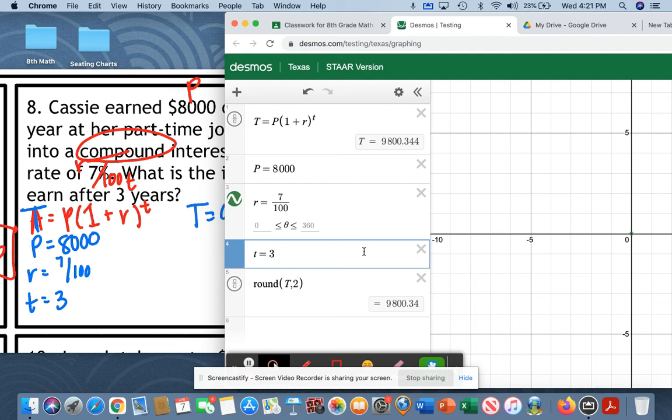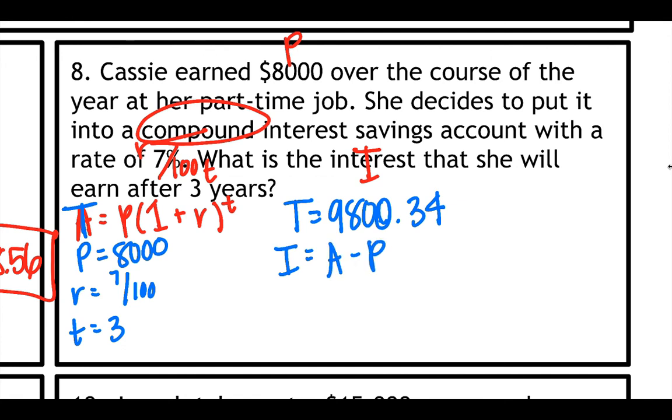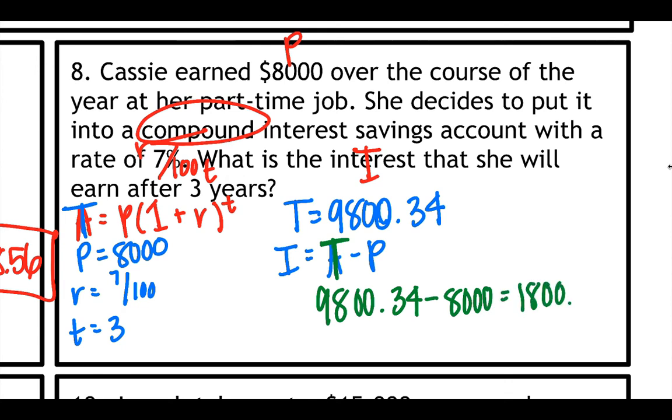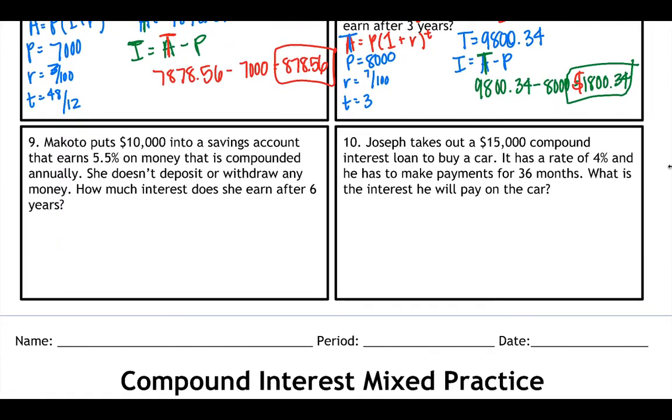Okay, so $9,800.34. Can you move your calculator? Oh, sorry. Okay, and so we're not done because we're looking for interest. But wait, there's more. We replace that with I, looking for interest, so we've got to subtract our principal because we can't count the 8,000. So when we subtract, we get $1,834. Ba-bam. Dollar sign.